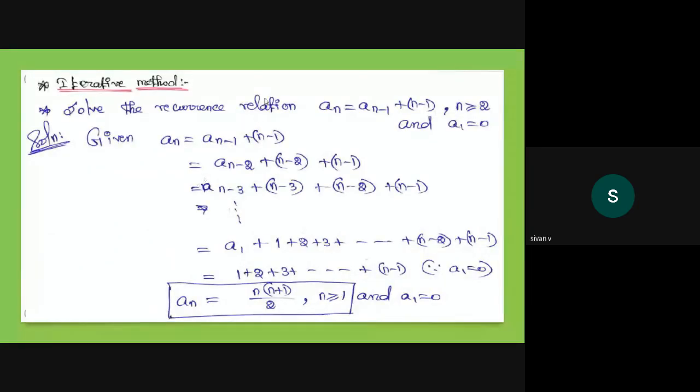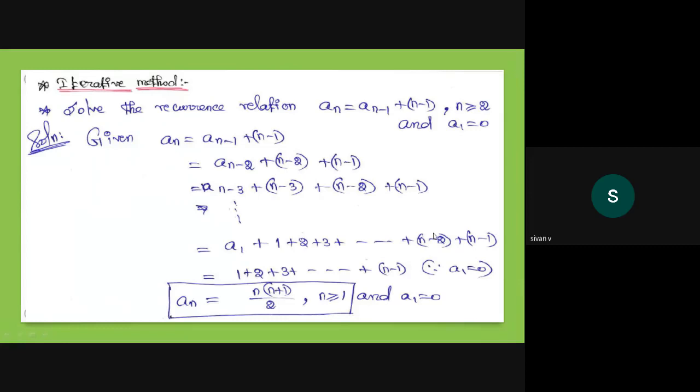First one, the iterative method. Solve the recurrence relation an equal to an minus 1 plus n minus 1, given that n greater or equal to 2 and a1 equal to 0. This is the first equation. Given an equal to an minus 1 plus n minus 1, extend this. Next step, an minus 2 plus n minus 2 plus n minus 1. You can reduce here: an minus 3 plus n minus 3 plus n minus 2 plus n minus 1, and so on.